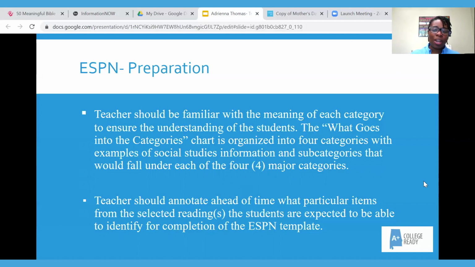So how do you prepare? You become familiar with the categories and subcategories. You become familiar with the ESPN chart or template as a whole. And you read ahead of time and pull out different examples that you think the students will be familiar with or understand or pull out during their reading.